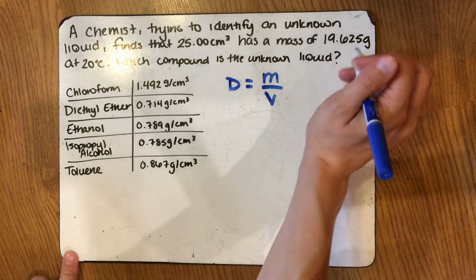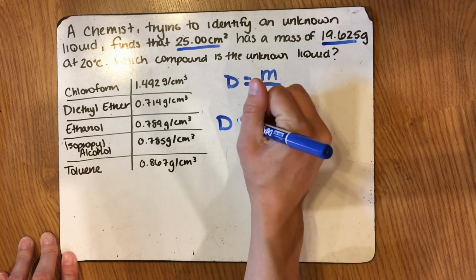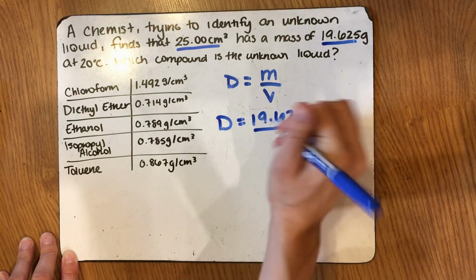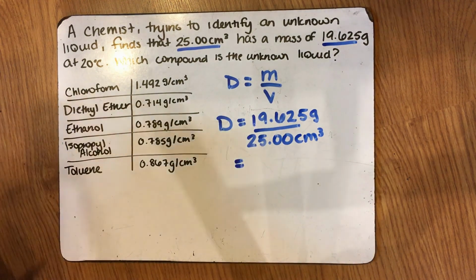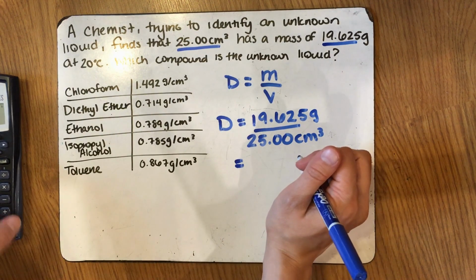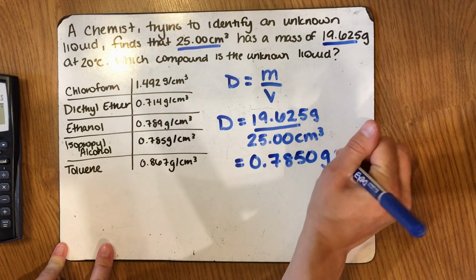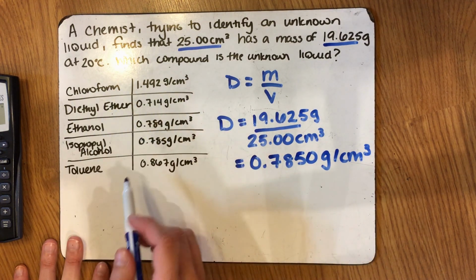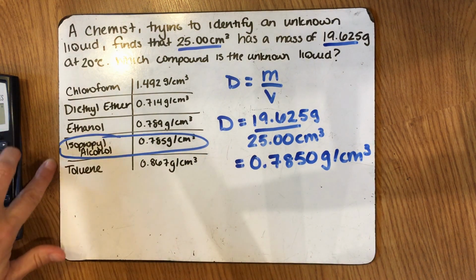And so in this problem, we are given the mass and the volume of the unknown. So we plug that in. And we can just divide there to find the density. With sig figs, it would be 0.7850 grams per centimeters cubed. So then we just compare it to our list here, and we see that isopropyl alcohol has the exact same density. And so that would be our answer.